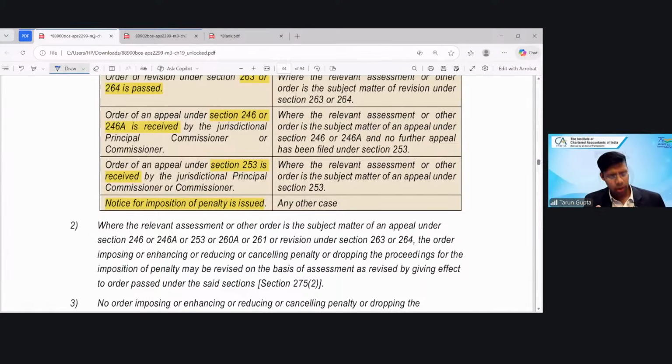In any other case, if the penalty is not on quasi-assessed income but in respect of some other defaults which we discussed, then in all such cases the penalty order shall be passed within 6 months from the end of the quarter in which the notice for imposition of penalty was first issued. So when the penalty was first initiated, you will end that quarter and add 6 months. That is the final date by which the AO has to pass the penalty order.